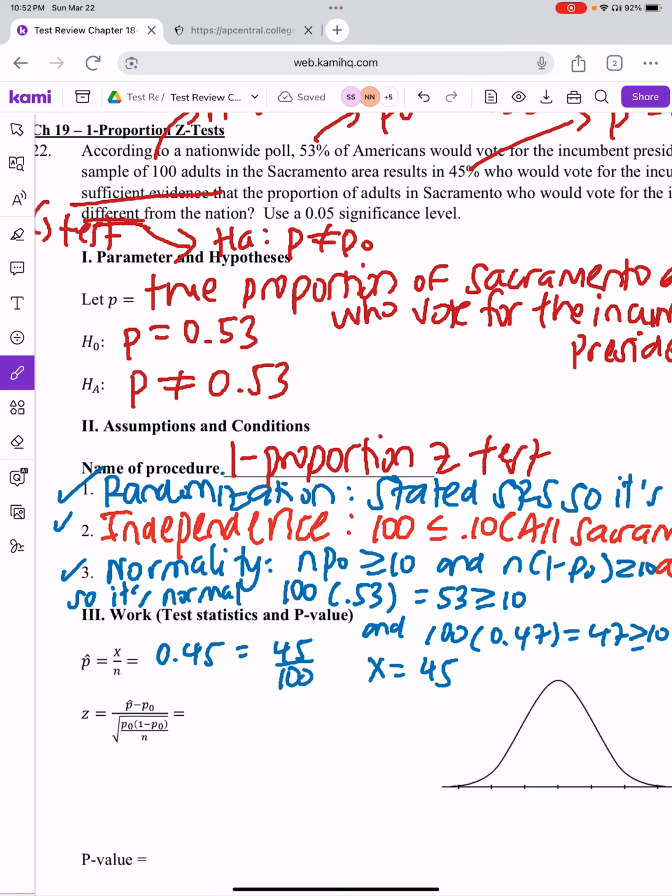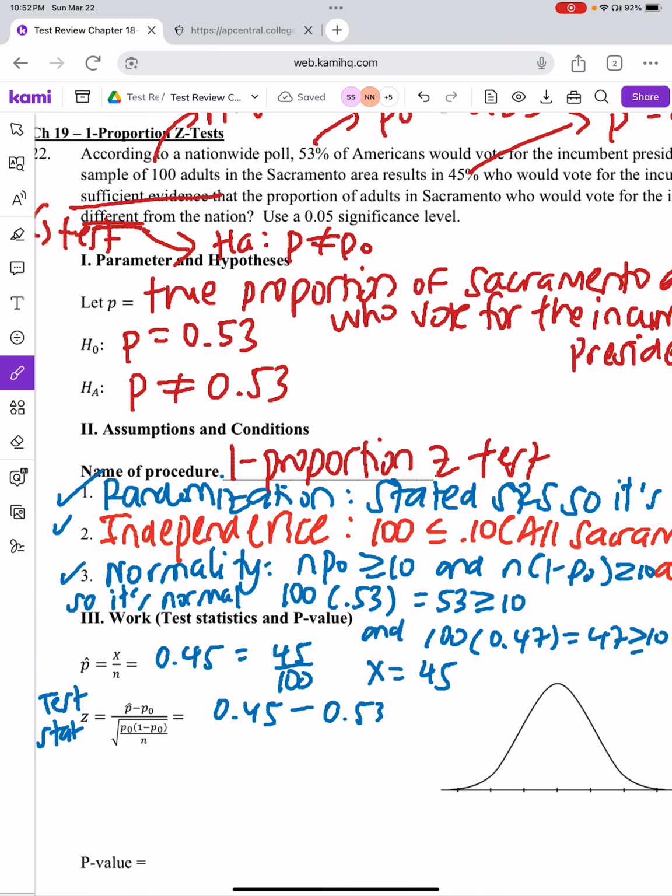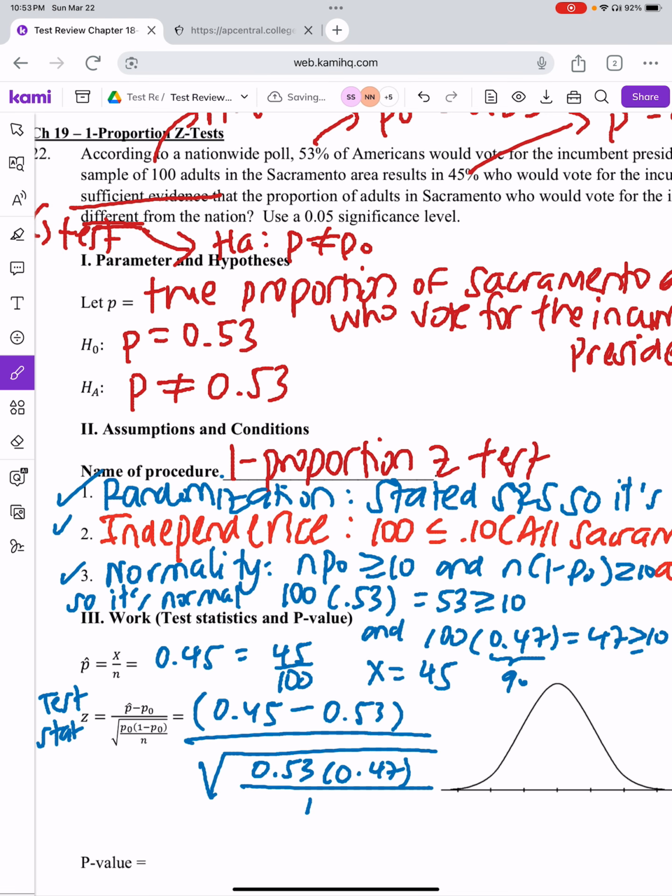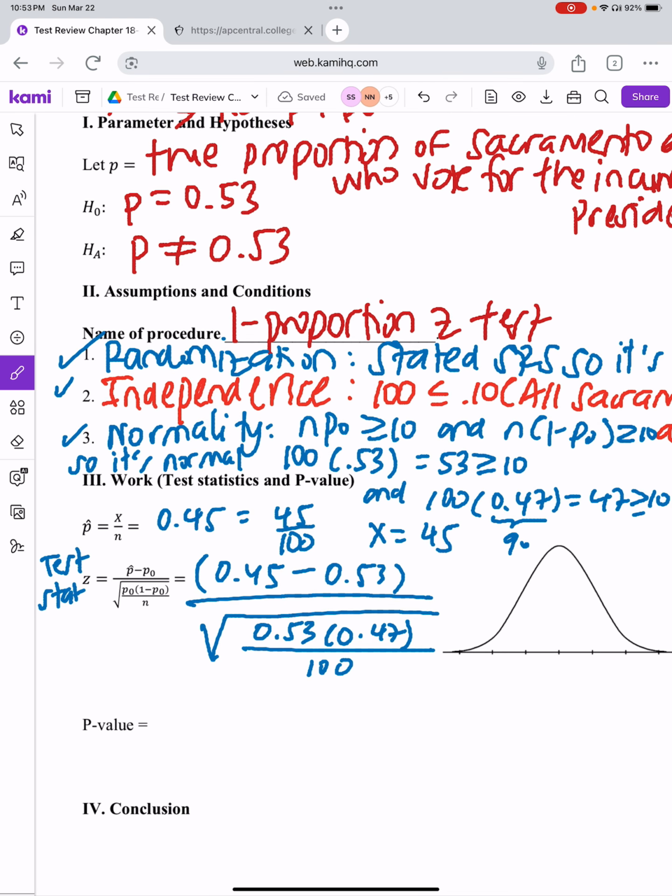Z is your test statistic, so make sure you always do that. That's going to be p hat, which is 0.45, minus 0.53, divided by the square root of 0.53 times 0.47, because that is the complement, or q naught as they call it, all over the sample size of 100. If you do this properly in your calculator, you should get z equals negative 1.60.